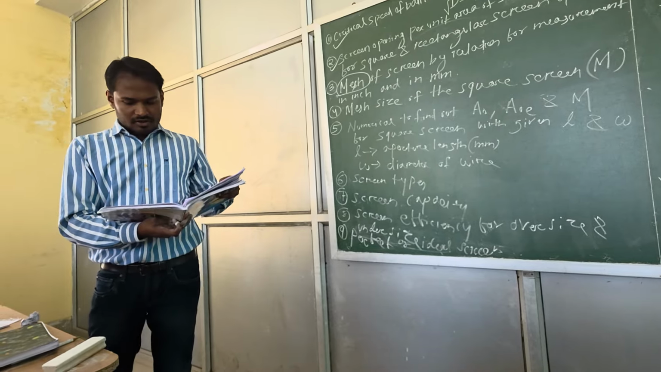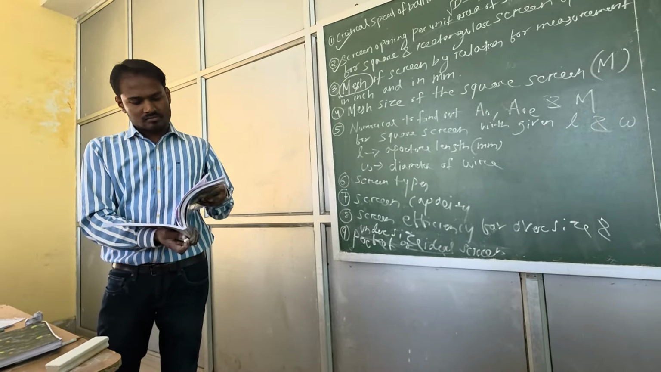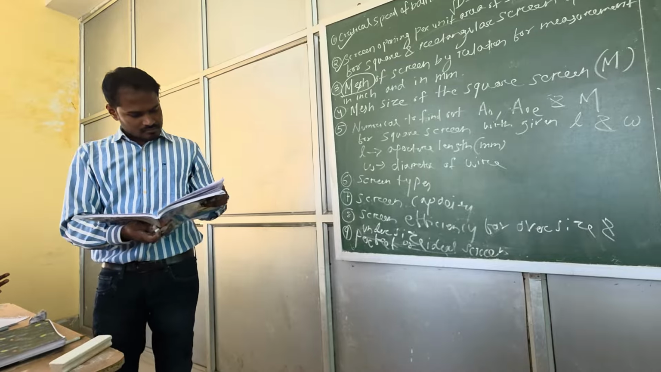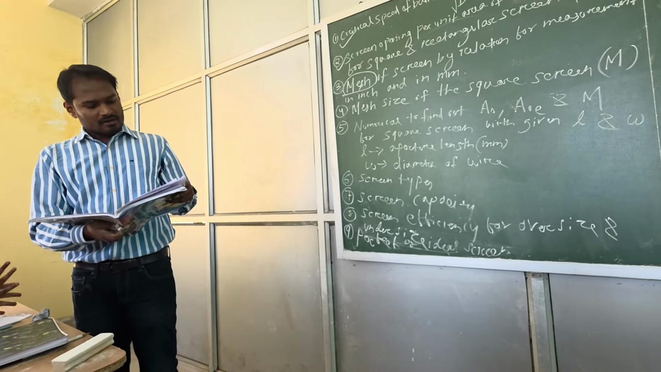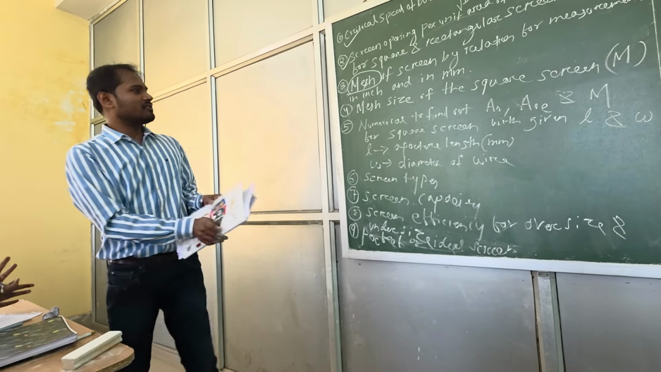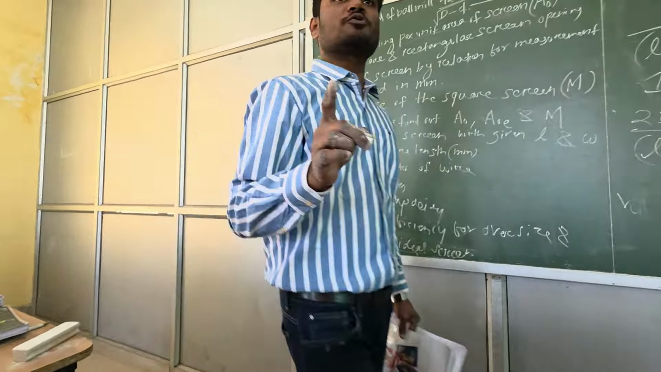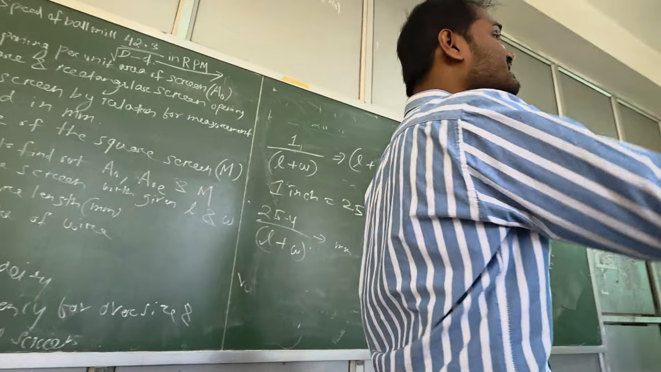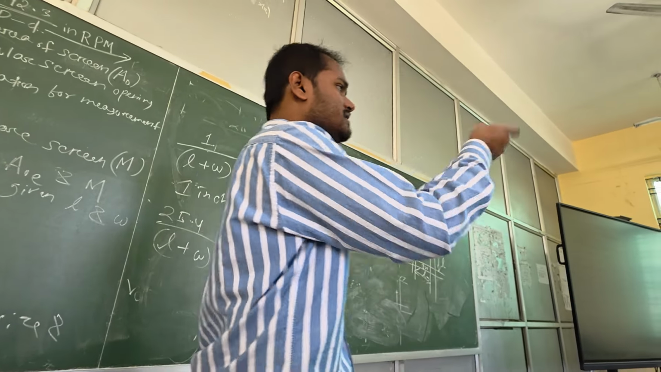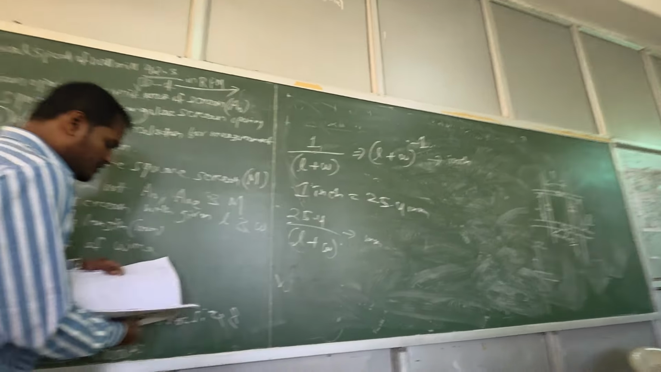But the size of the square. Okay, you can write. Next we'll decide this one, mesh size. So mesh number everybody understood, right? Number of openings, mesh number. But for mesh size, we have to find out the size. So the mesh size formula is, you can write.